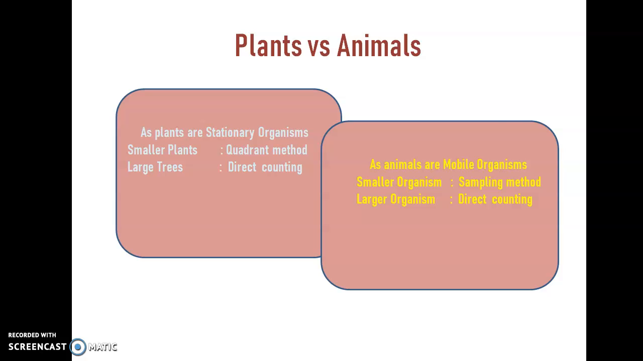As we know that plants are stationary organisms, we are using two different methods. In the case of smaller plants, we are using the quadrant method, while in the case of larger trees, we are directly counting the number. While in the case of animals, we know that they are mobile organisms. So, in the case of smaller organisms, we are using sampling. Different kinds of sampling methods are there that we will discuss later. And also, for larger organisms, we are directly counting, just like in plants.